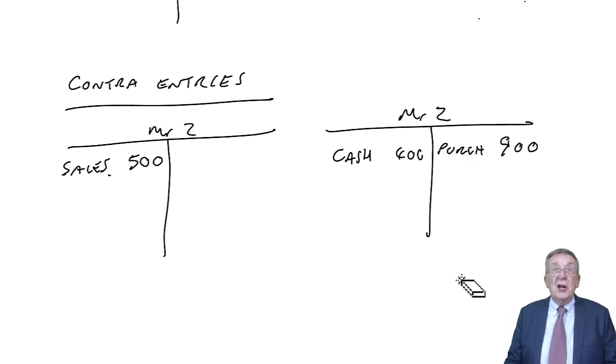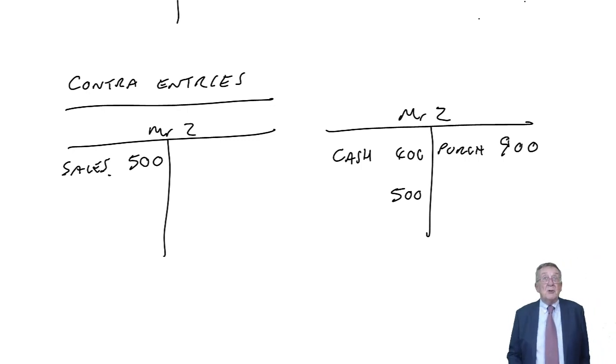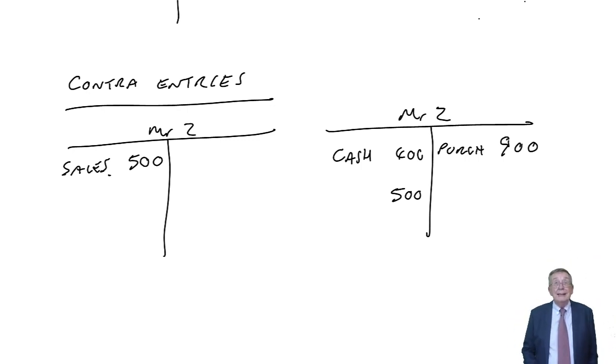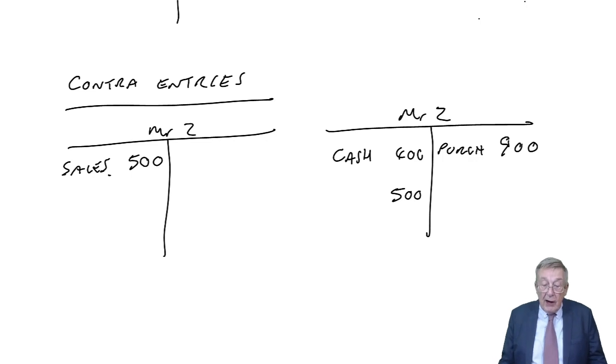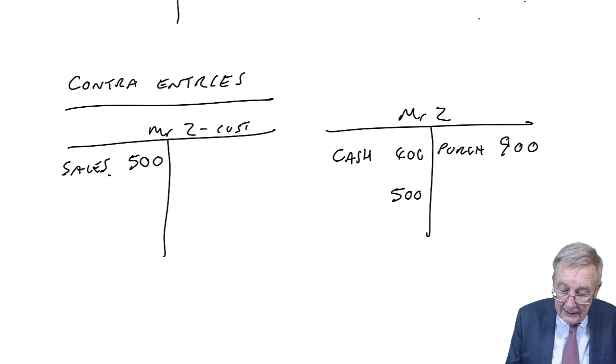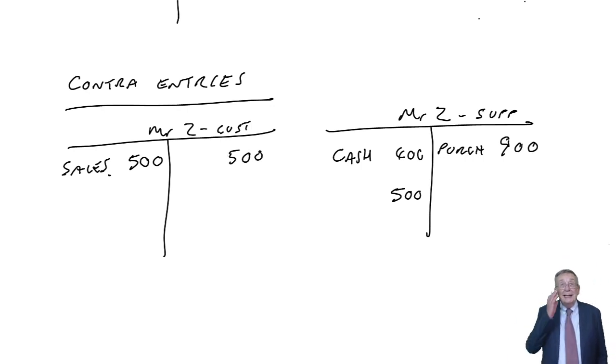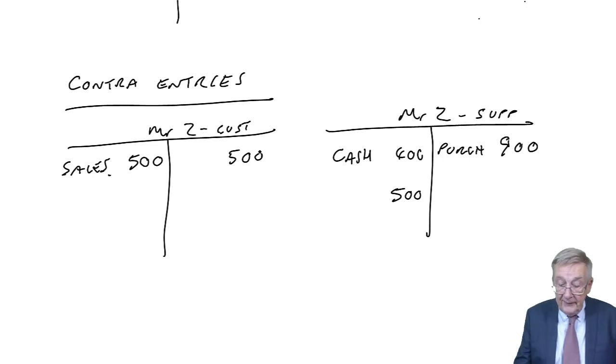Well, surely, to clear it, we'll debit Mr. Z 500, because we've agreed we don't owe him anything. And we'll credit Mr. Z, the customer. This is the customer. This is the supplier. We'll credit Mr. Z 500, and he doesn't owe us anything. And it all works beautifully.